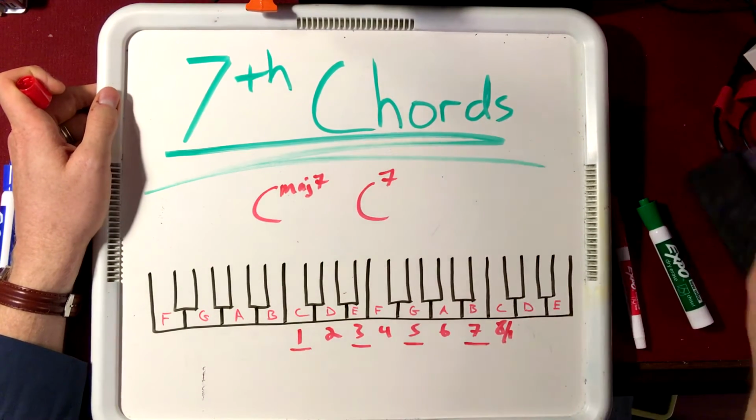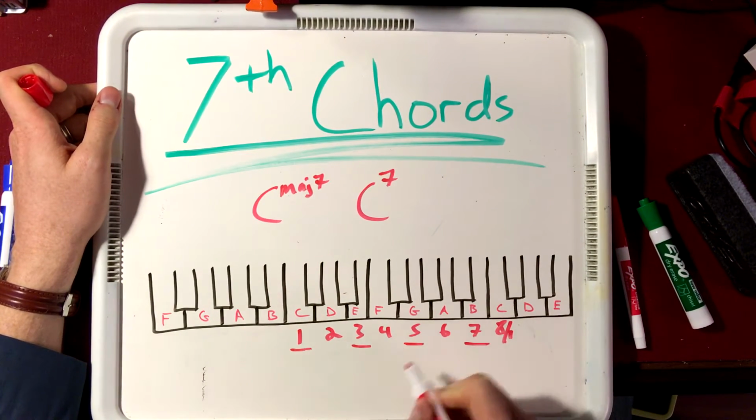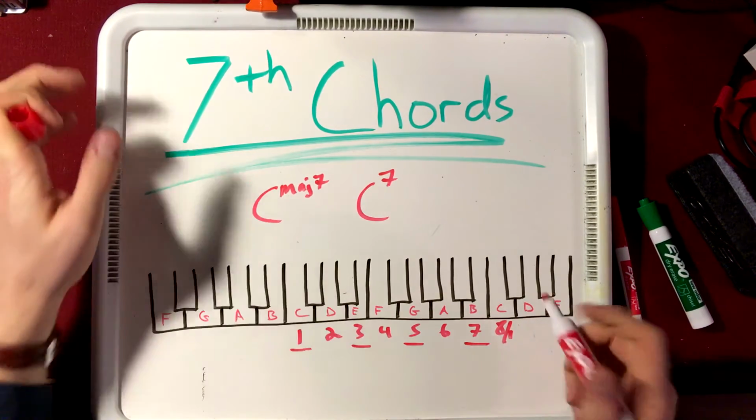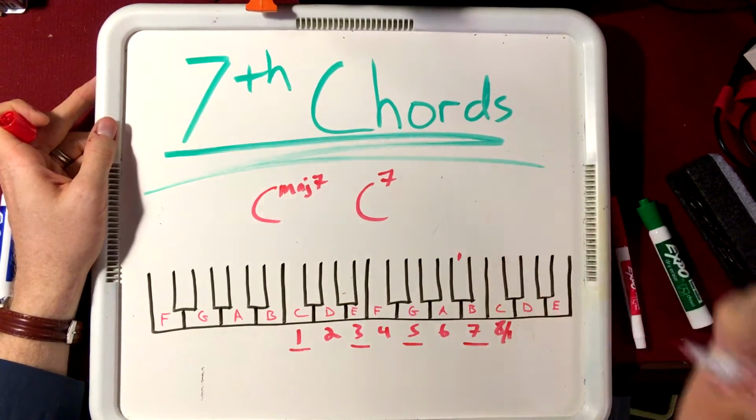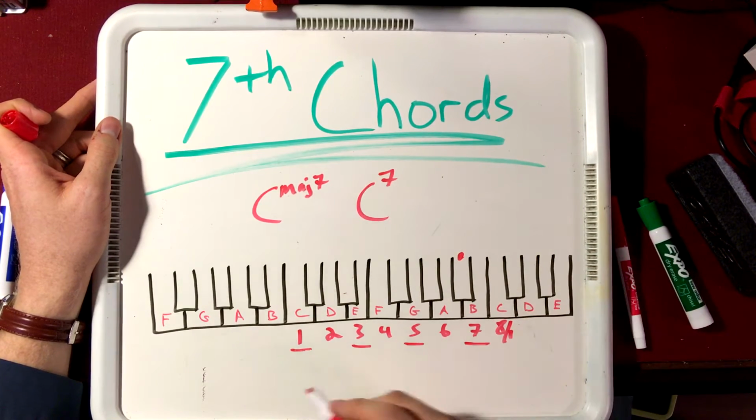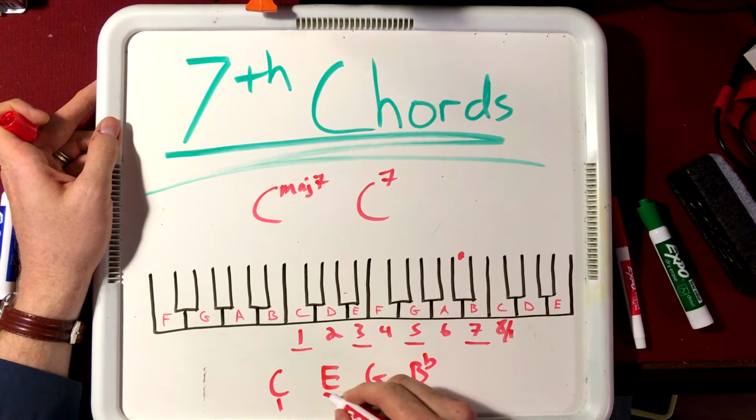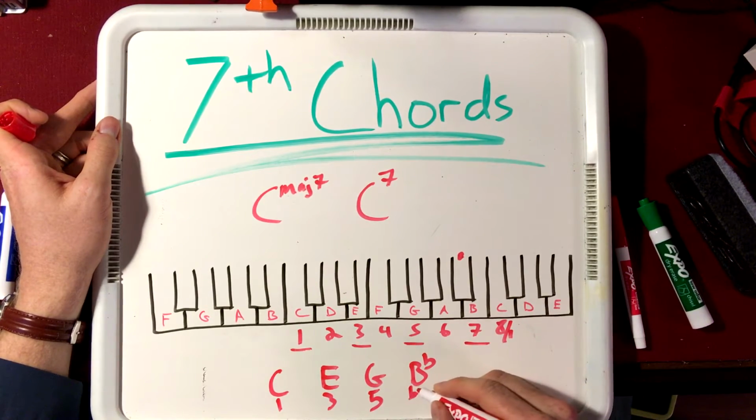The C7 is going to be spelled the same way, 1, 3, 5, except instead of using a 7, you're going to use a flat 7. Okay, so you're going to use this guy here. The C7 is going to be C, E, G, and B flat. The 1, the 3, the 5, and then the flat 7.